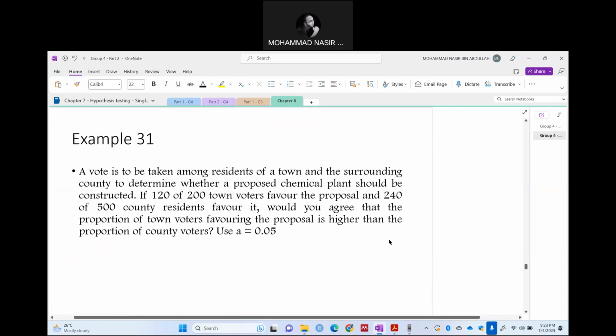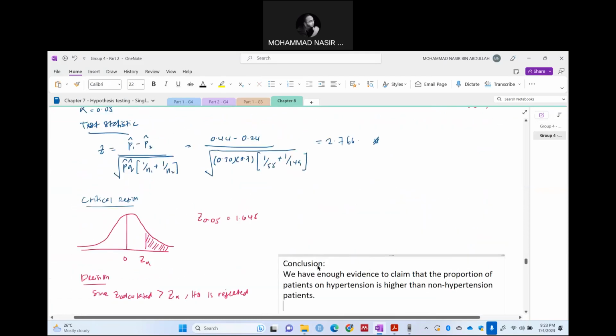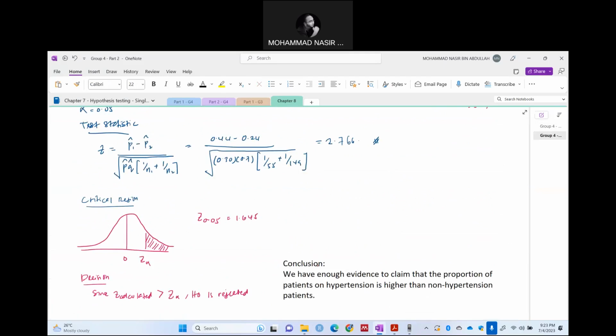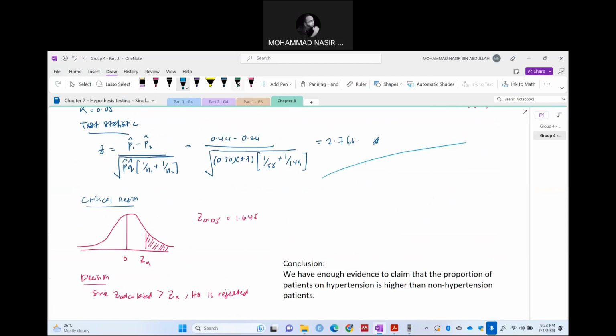Right? Okay? Belum? So this is by using the critical value approach. So how to use the p-value approach? So the p-value approach, this is a one tail test on the upper tail, should be 1 minus probability of Z less than Z calculated.